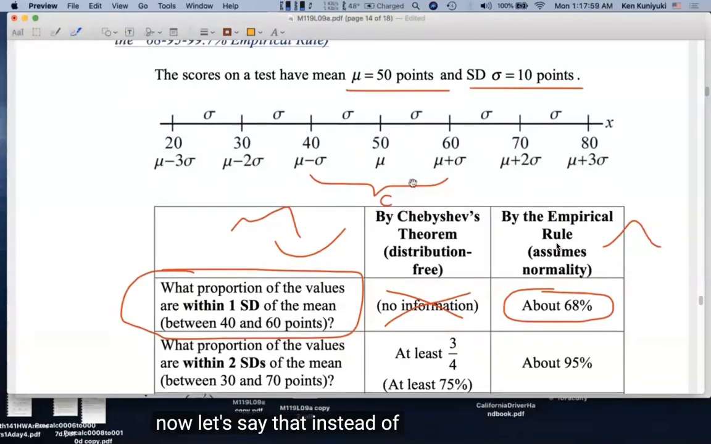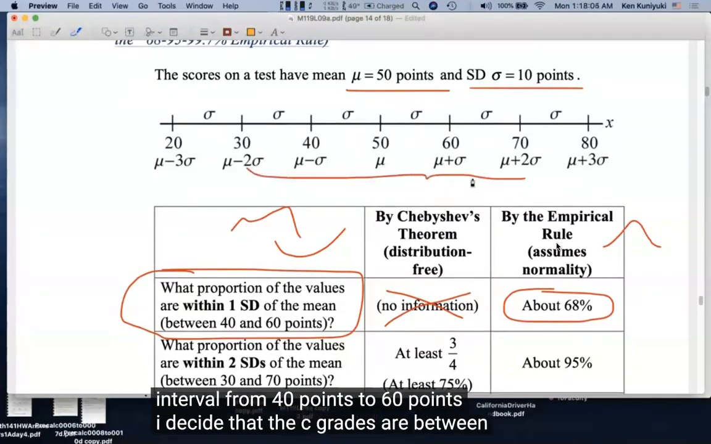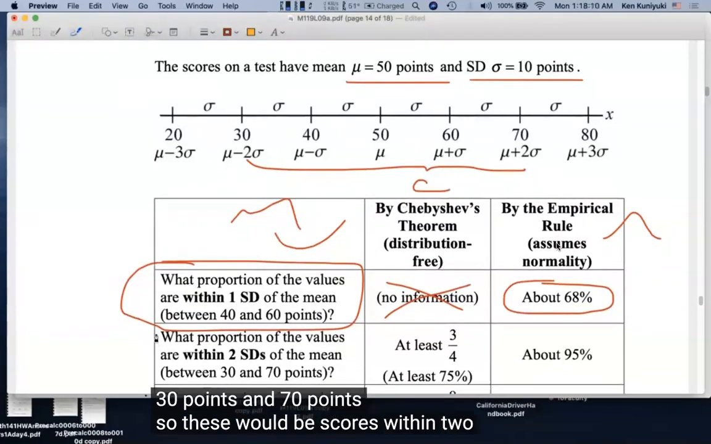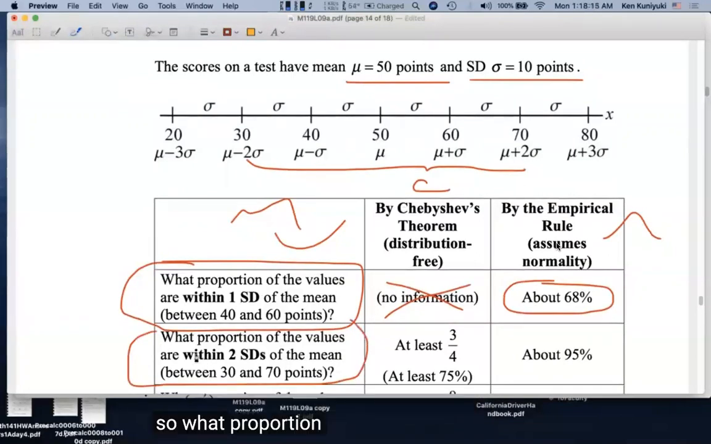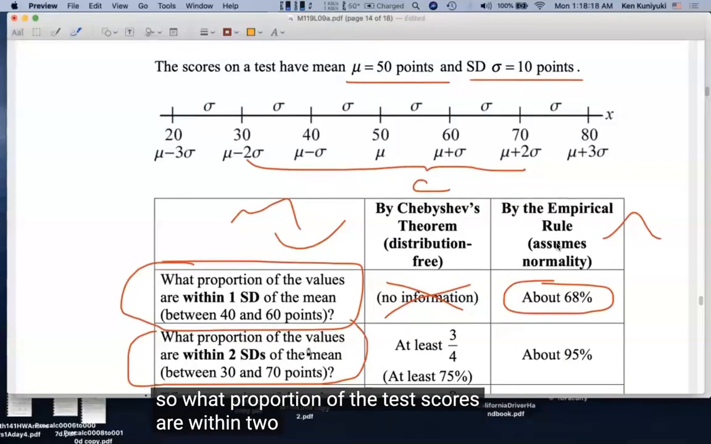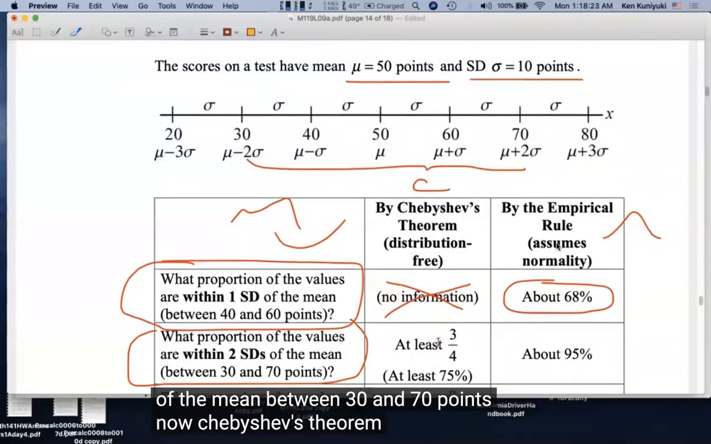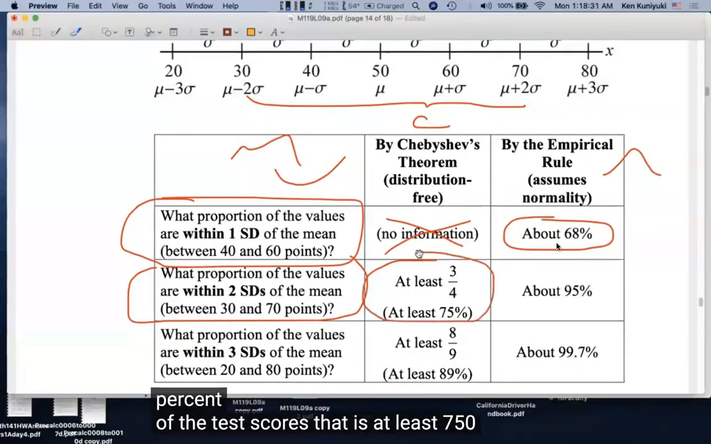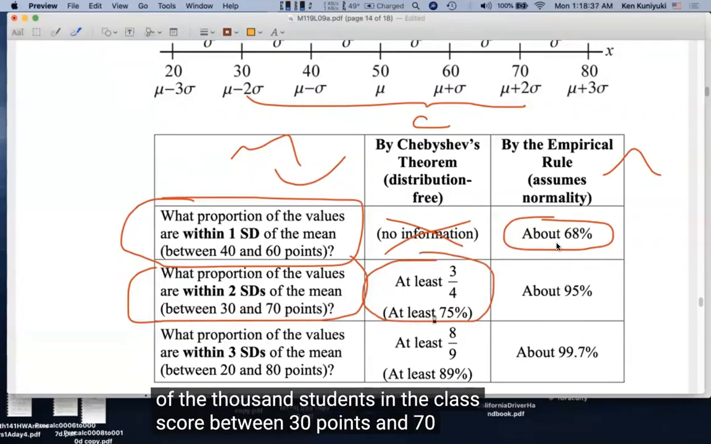Now let's say that instead of the interval from 40 points to 60 points, I decide that the C grades are between 30 points and 70 points. So these would be scores within 2 standard deviations of the mean. What proportion of the test scores are within 2 standard deviations of the mean, between 30 and 70 points? Now, Chebyshev's theorem says something. Chebyshev says at least 3/4 or at least 75% of the test scores, that is at least 750 of the 1,000 students in the class, score between 30 points and 70 points.